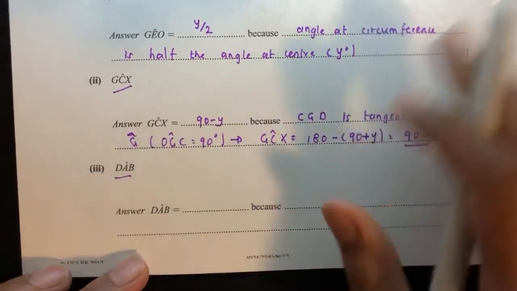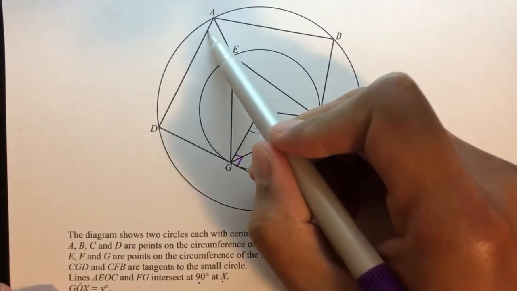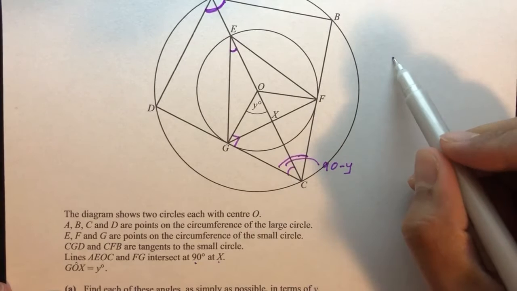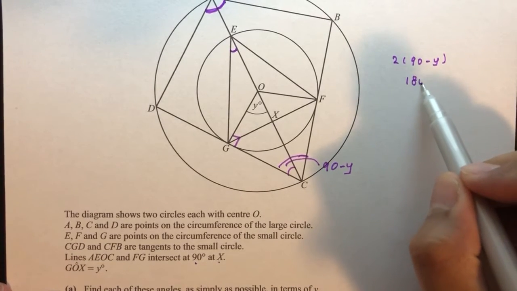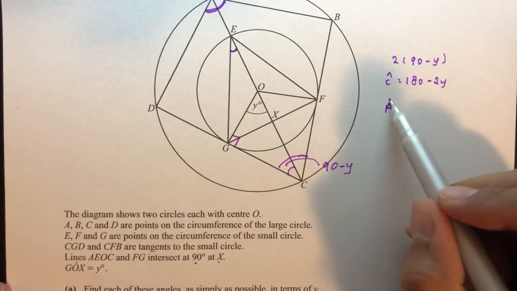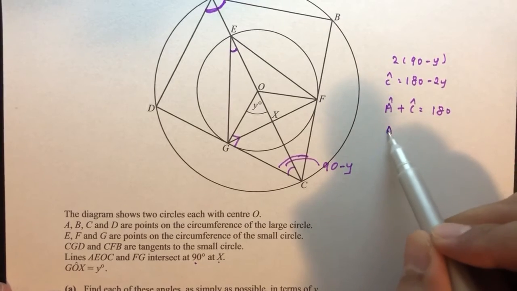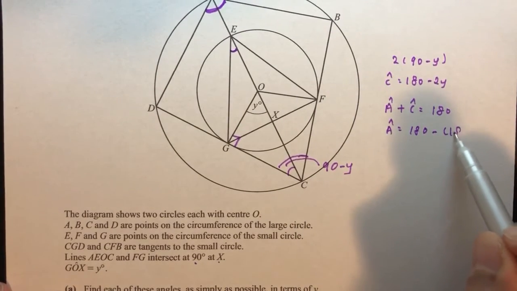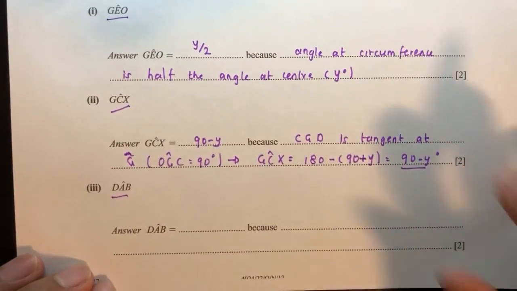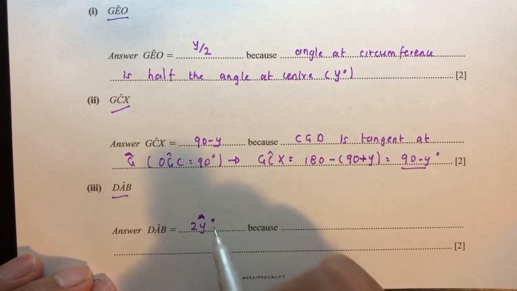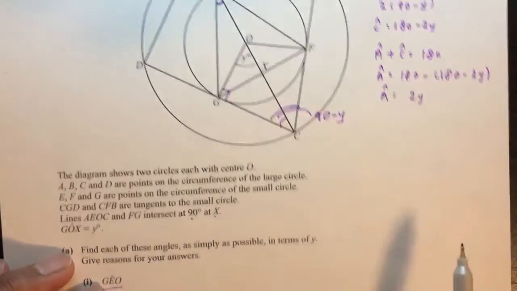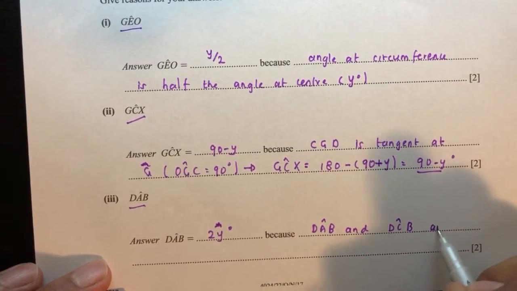Now for the last part, angle DAB. Find this angle. As you observe, if this is 90 minus y, this angle here will be 2 times 90 minus y, which is 180 minus 2y for this big angle C. Now, angle A and angle C are supplementary. It means that angle A plus angle C equal to 180. So angle A must be 180 minus C, which is 180 minus 2y minus... so angle A must be equal to 2y. So you will write down this will be 2y, because angle DAB and angle DCB are supplementary.